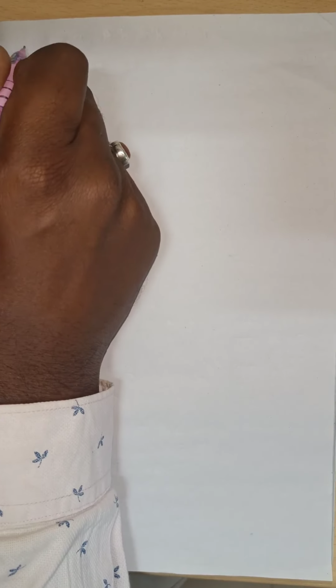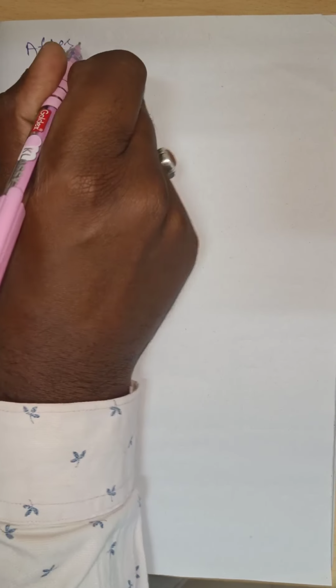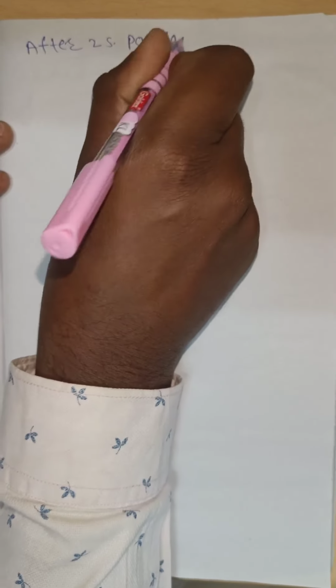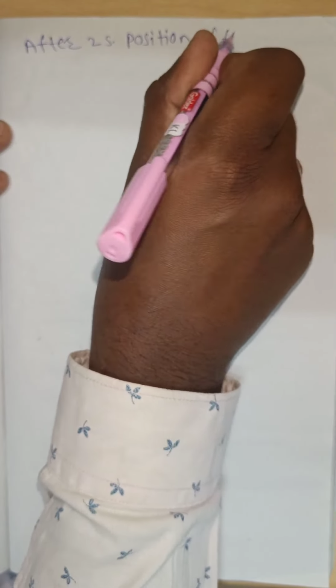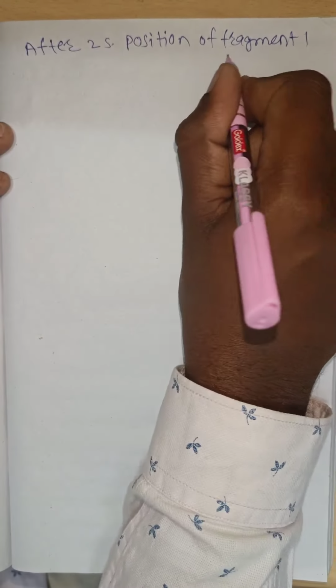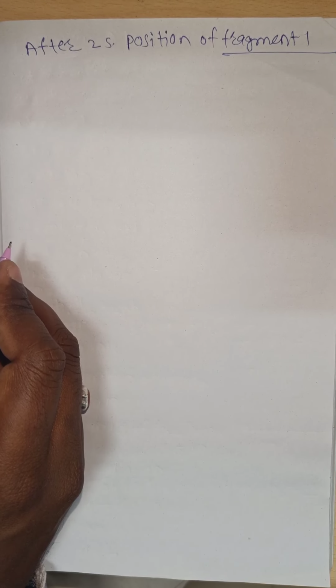Now after 2 seconds we have to find out the position of the first fragment and the position of the second fragment. Then we have to find out the difference between them, that is the separation of the fragments. Okay, now after 2 seconds, the position of fragment 1.